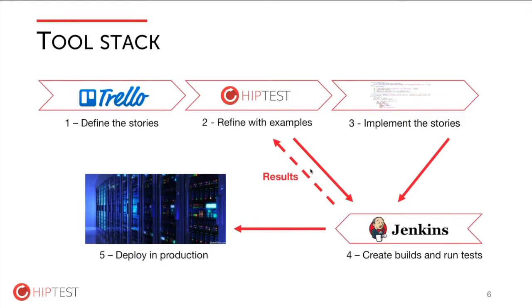Every time a developer pushes a new feature in the repo, Jenkins creates a new build, extracts the latest definition of the scenarios from Hiptest, executes them, pushes the results back, and when everything passes, we deploy automatically in production. This is what we're going to see during this demo, except that for step one, as most of you use Jira today, we'll do the demo using Jira and not using Trello.